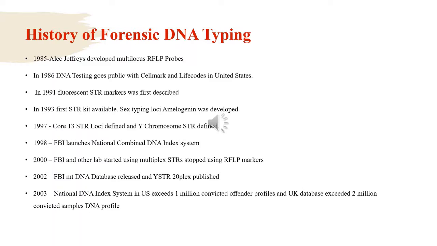In 1998, the FBI launched the National Combined DNA Index System. In 2000, the FBI and other labs started using multiplex STRs and stopped using RFLP markers for DNA profiling. The PowerPlex 16 kit enabled the first single amplification of CODIS STRs. In 2002, the FBI mitochondrial DNA database was released and Y-STR 20plex was published. In 2003, the National DNA Index System in the US exceeded 1 million convicted offender profiles and the UK database exceeded 2 million convicted sample DNA profiles.